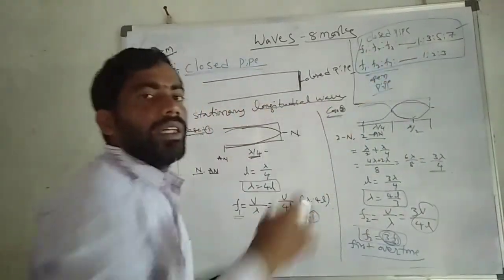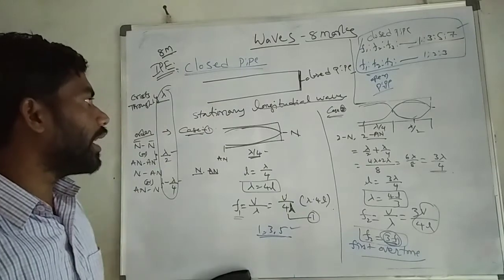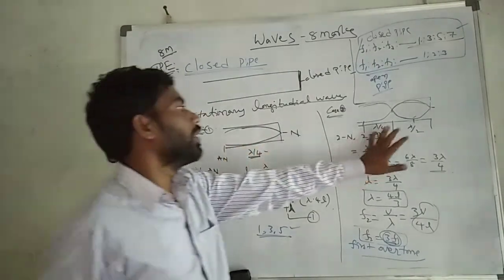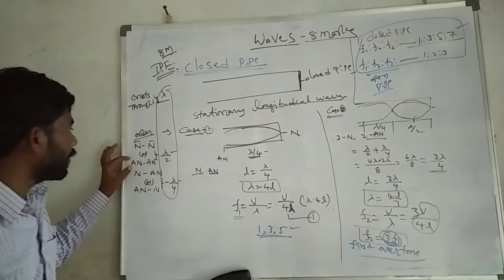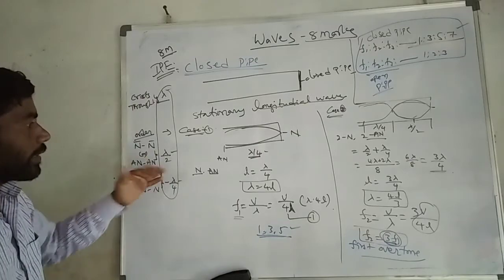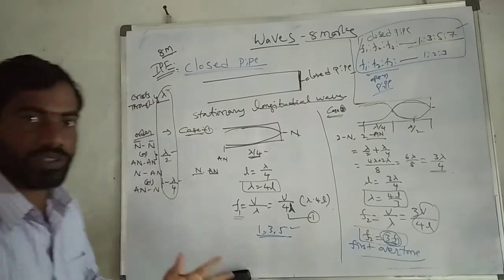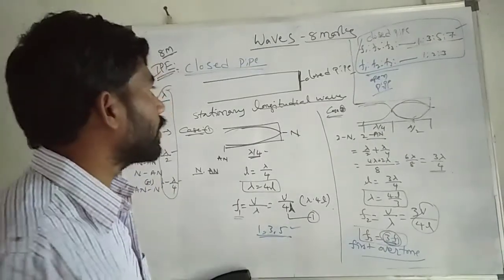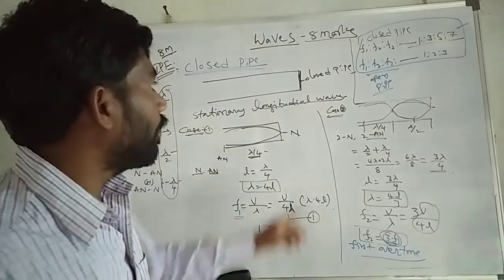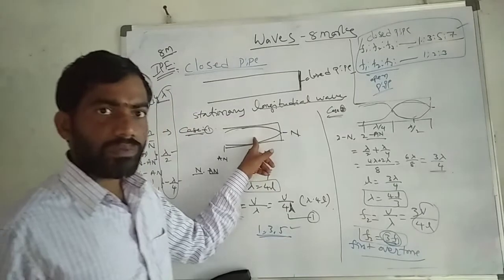They will ask such questions, and at the same time ask what the nodes and antinodes are, and what the wavelength is. Please remember the wavelength between antinode and antinode, and between node and antinode. Such types of questions were asked in previous competitive examinations. Please observe it and see in the figure how they conclude.